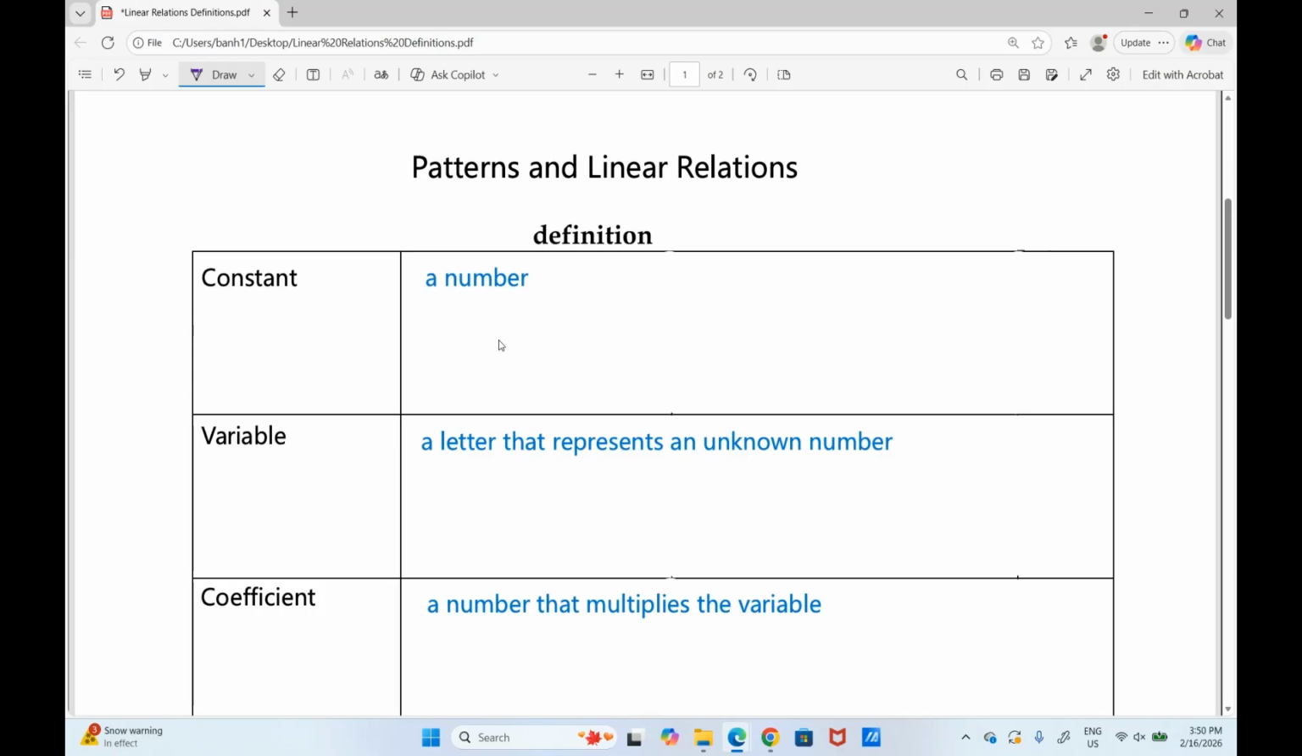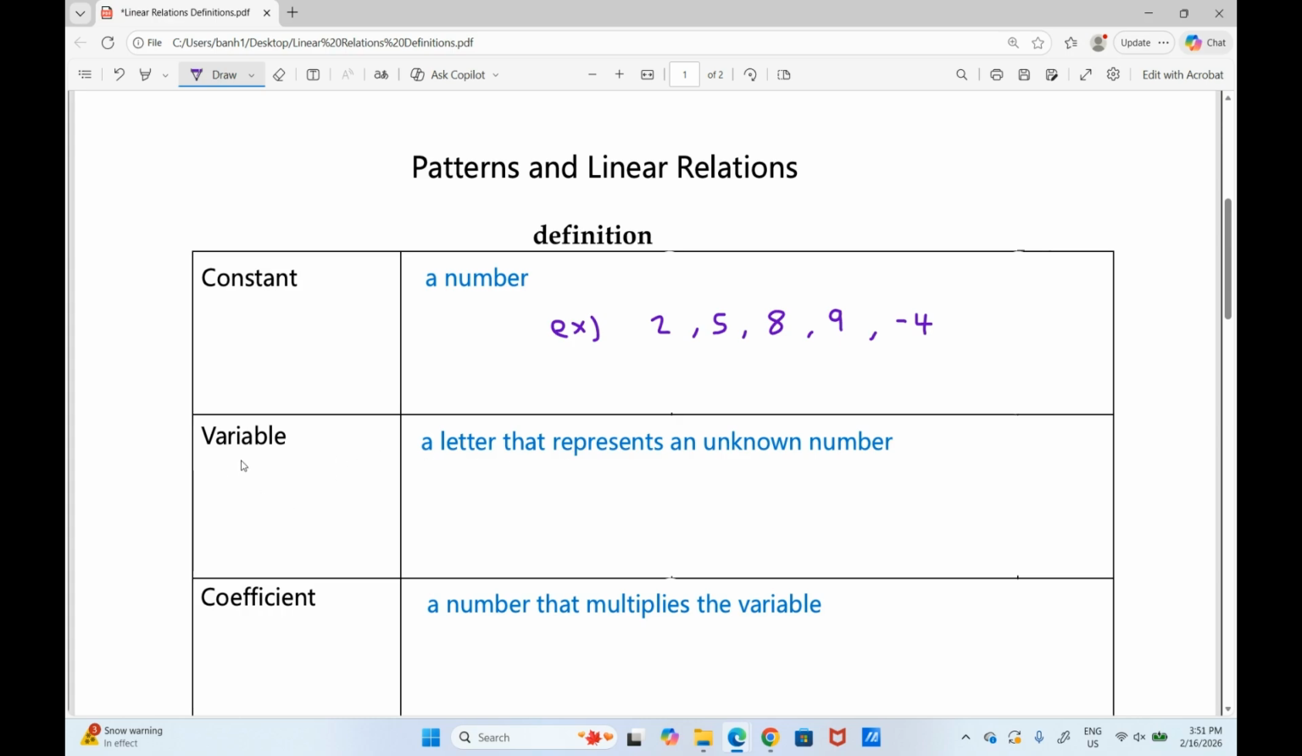A constant is just a number. So an example of this would be the number 2, 5, 8, or 9. These are just numbers by themselves, so they're constants. You can also have negative numbers as constants, so -4 can also be a constant.